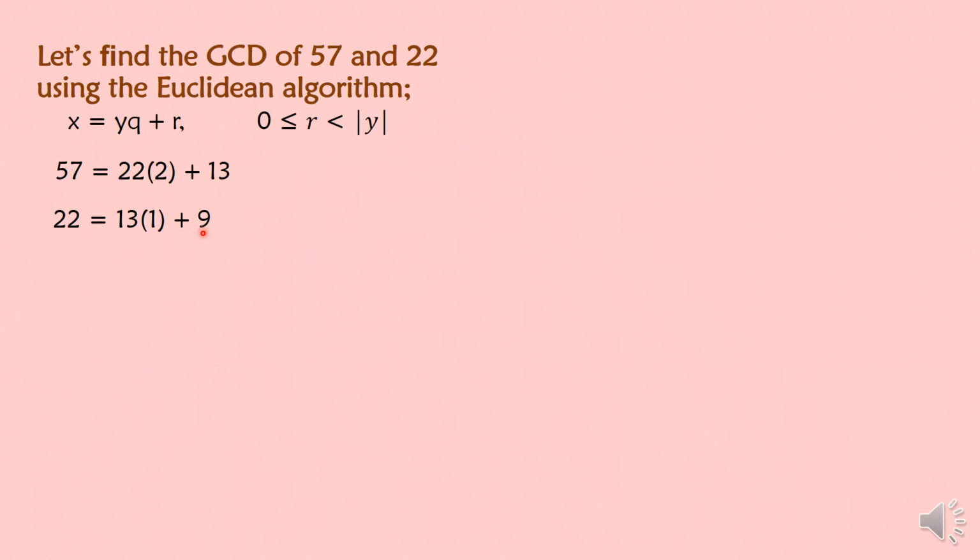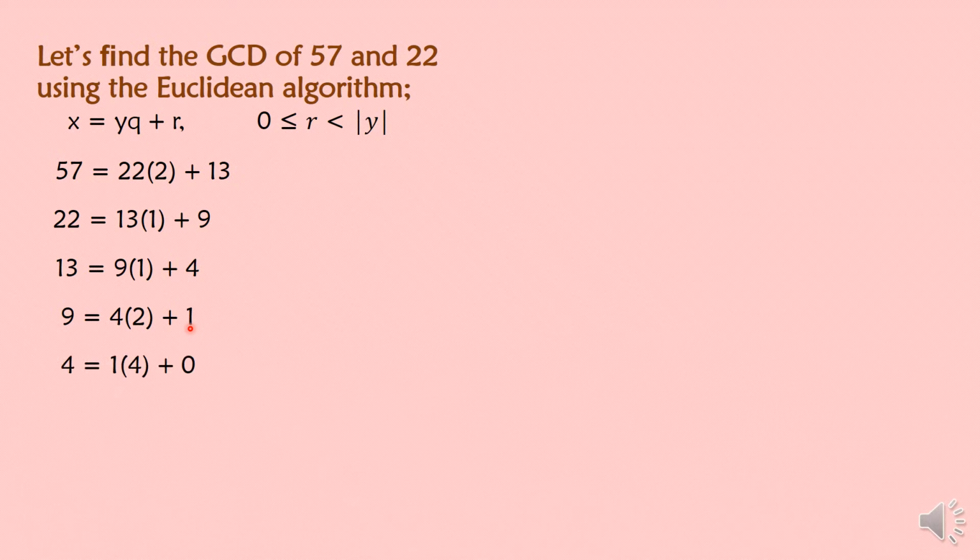So we have our new x now. Our new x is 13, and our new y is the remainder, which is 9. So 13 divided by 9, there will be a quotient of 1, plus 4, where 4 is our remainder. Now we have our new x, which is 9, and our new y is 4. Then 9 divided by 4, there will be a quotient of 2, plus 1. 1 is our remainder.